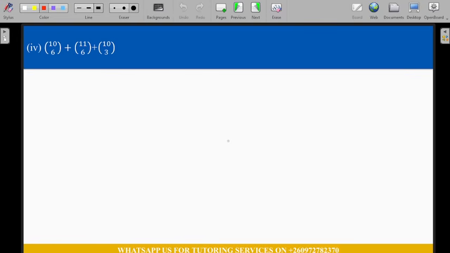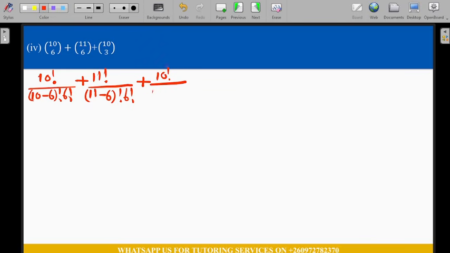Then we have this part 4. Let's try it out as well. For this one, the same, it will be 10 factorial over 10 minus 6 factorial 6 factorial, plus 11 factorial over 11 minus 6 factorial 6 factorial, plus 10 factorial over 10 minus 3 factorial 3 factorial. That's what we'll do.